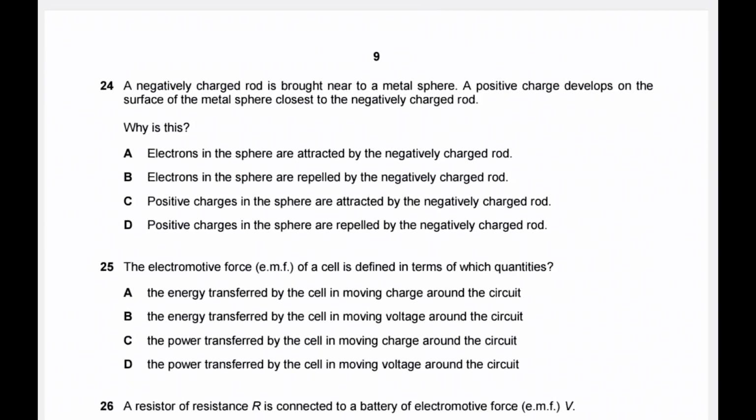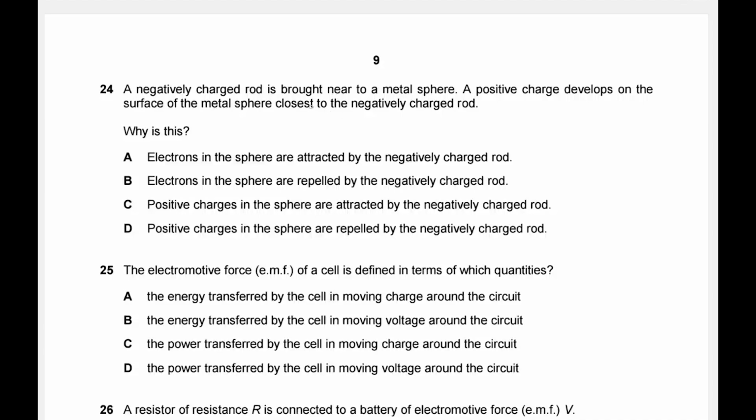Okay, 24. A negatively charged rod is brought near to a metal sphere. A positive charge develops on the surface of the metal sphere closest to the negatively charged rod. Why is this? Electrons in the sphere are attracted by the negatively charged rod. No, electrons are negative, so they cannot be attracted by a negatively charged rod. Electrons in the sphere are repelled by the negatively charged rod. Yes, same charges repel, so electrons are negative, so they will be repelled by the negatively charged rod.